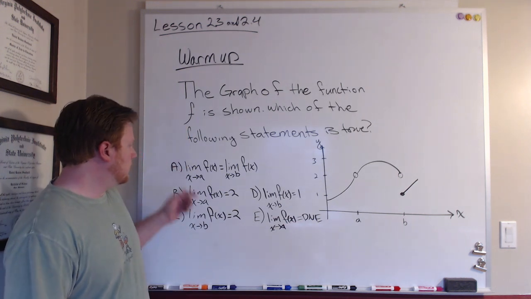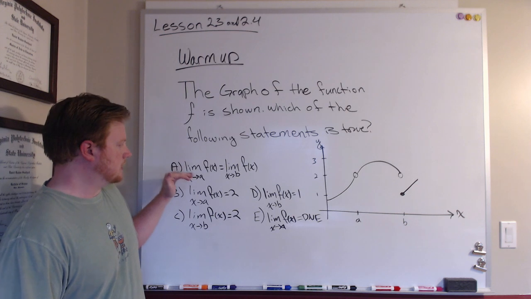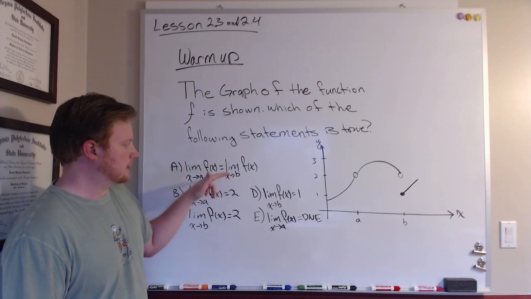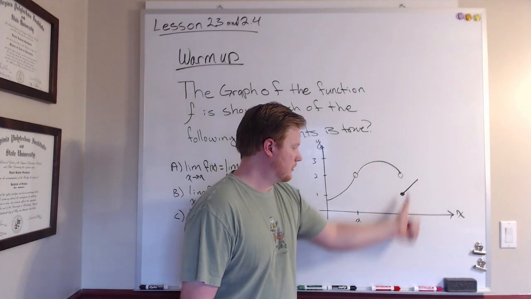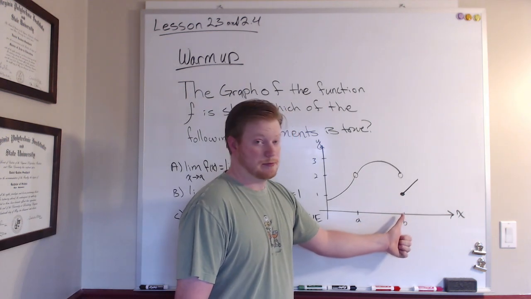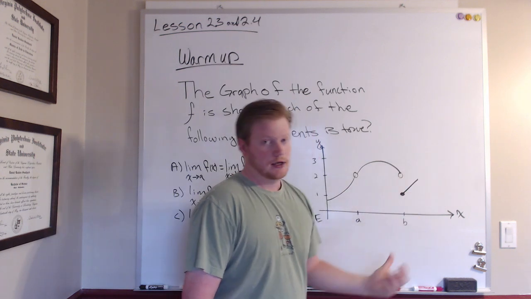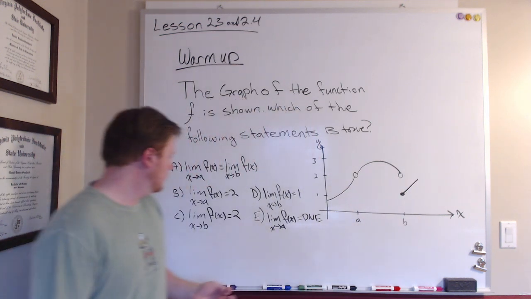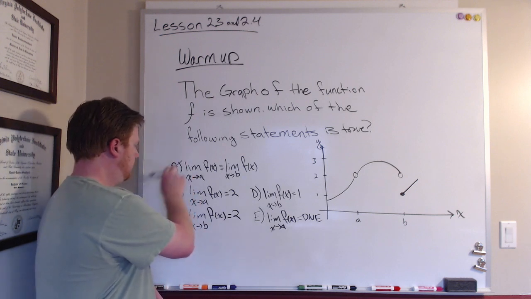Okay. So going through the choices, let's see, A, the limit of f of x as x approaches A and the limit of f of x as x approaches B is the same. Well, that's obviously not true. You can tell right off the bat that the limit at B does not exist because the limit from the left and the limit from the right have two different values. So immediately we can cross off A.